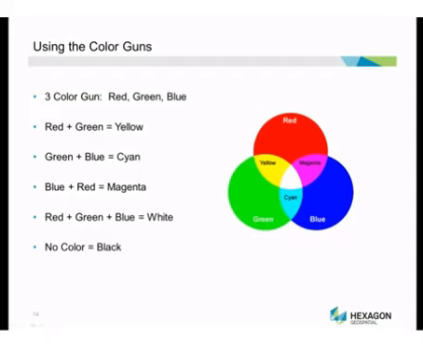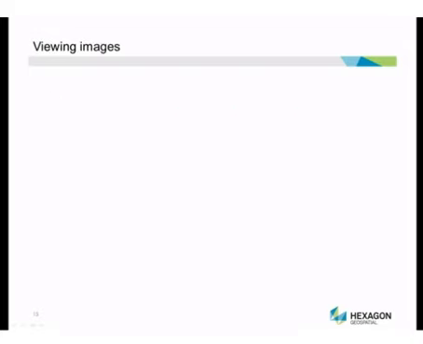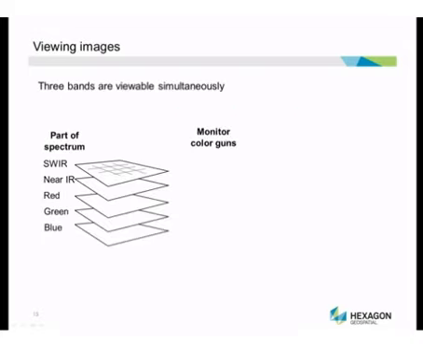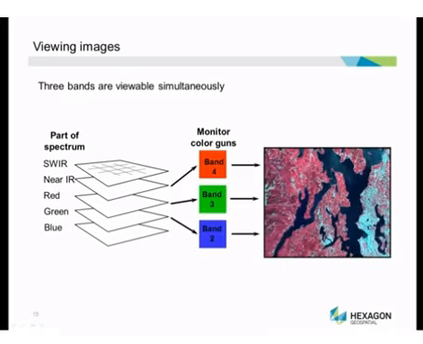Now let's see some examples. Here we see the layers of a multispectral image along with the three color guns, red, green, and blue. In this first example, we have taken the near-infrared and sent it through the red color gun. The red band is going through the green color gun, and the green band through the blue color gun. This band combination creates a false color infrared image. Vegetation is red, bare ground, cyan or blue, and water is very dark, almost black.